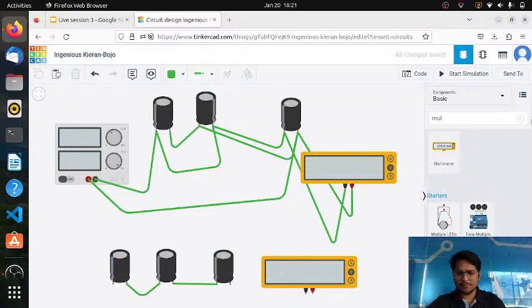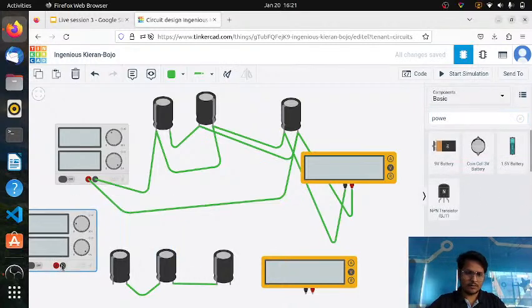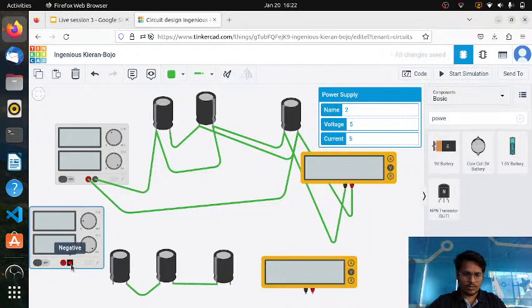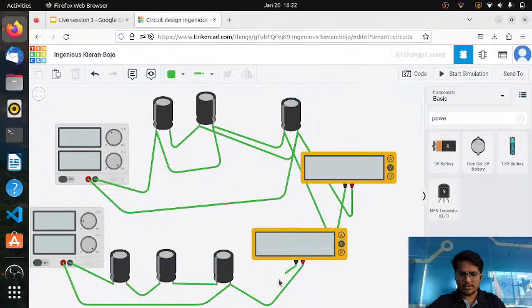Let me take another power supply bench for this circuit. Okay. So I will just write power supply. Here we have another power supply bench. Okay, negative, let me connect to negative, and then positive, let me connect to positive. Simple. Okay, so here positive I will connect to positive, and this negative probe I will just connect to negative of this one. Okay, so we have both things.